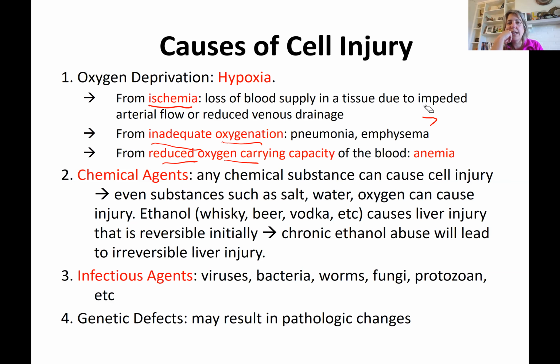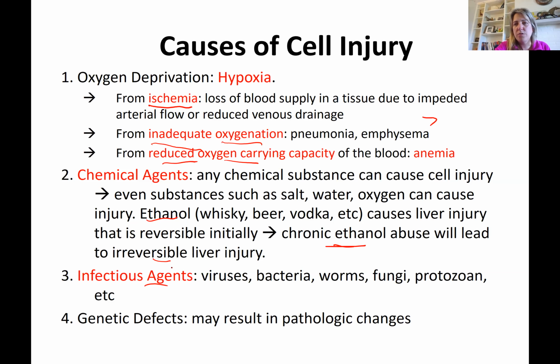So anything can work as a chemical agent. Salt, okay, if you add salt to something, it can burn. Oxygen, too much oxygen can also burn. For example, we breathe oxygen, but the air is made up of 70% nitrogen. Why? Because if everything were 100% oxygen, it can also become toxic to us, okay? Obviously, ethanol, which I already explained about chronic ethanol abuse and irreversible liver injury, and also binge drinking, which is excess ethanol abuse in one setting.